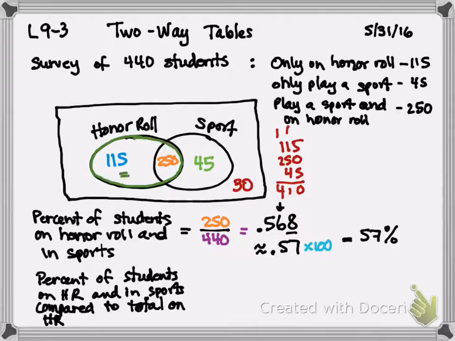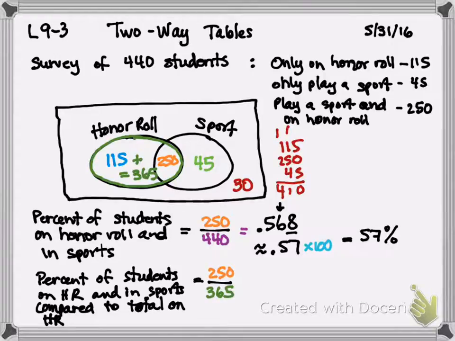So together, if I add those, that gives me 365 students that were on the honor roll. So what I can do is take that 250, and I'm going to divide it by the 365.